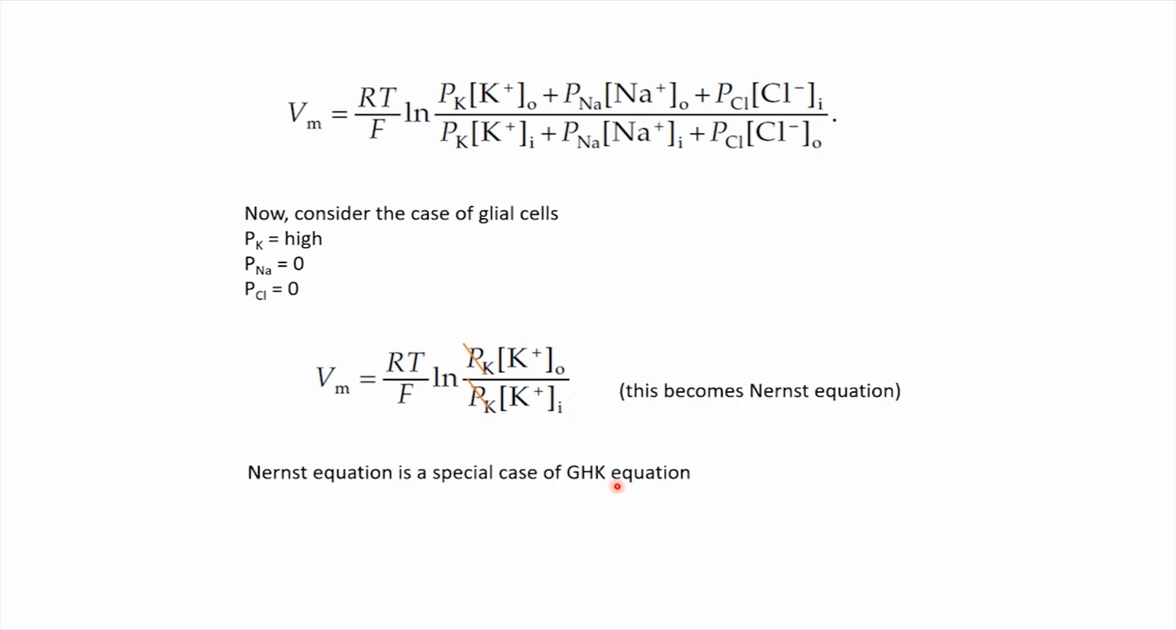So what we can say is that the Nernst equation is just a special case of the GHK equation. So when the GHK equation is applied to just one ion, then it becomes a Nernst equation. And this is the more general form which takes into account multiple ions.